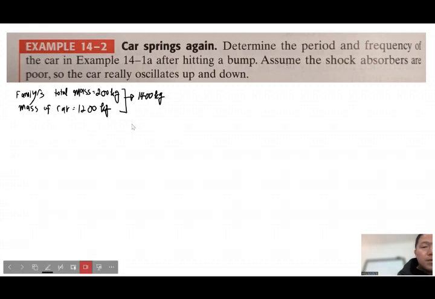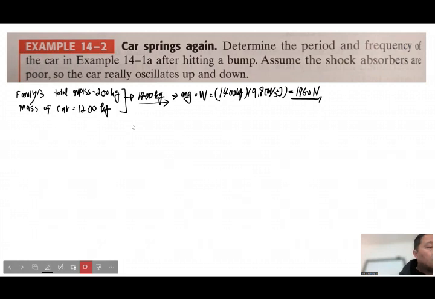So the weight of this car with the family should be mg, mass times the gravitational acceleration constant. So that is mg, that is weight, which is 1400 kilograms times 9.8 meters per square second. That is 1960 Newtons.